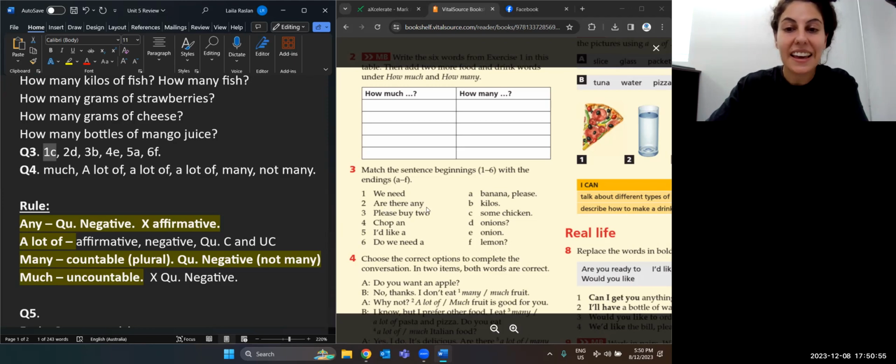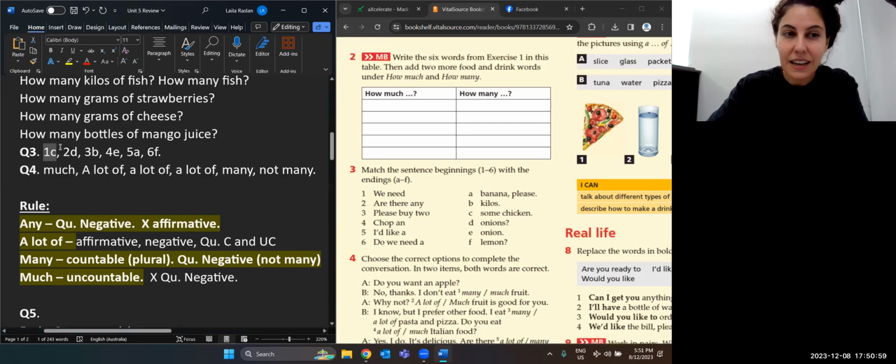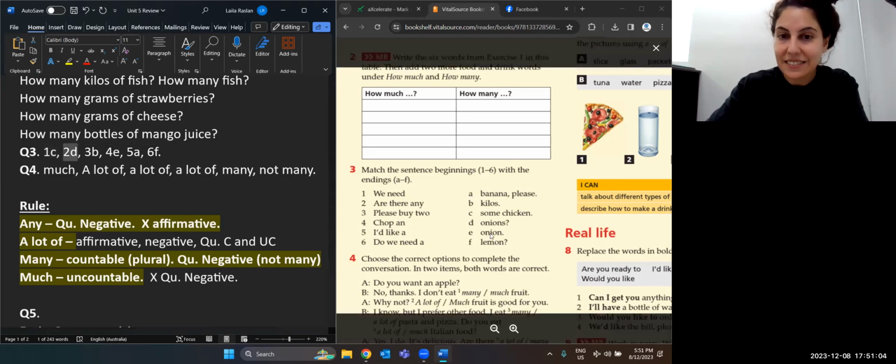Number 2, are there any lemon? Are there any onion? Onions. Now, any, do you remember we learnt is with, are there any onions? It's in plural because you're asking in general. When we speak in general, we say, are there any onions? Because if you want one, you would say, is there an onion?